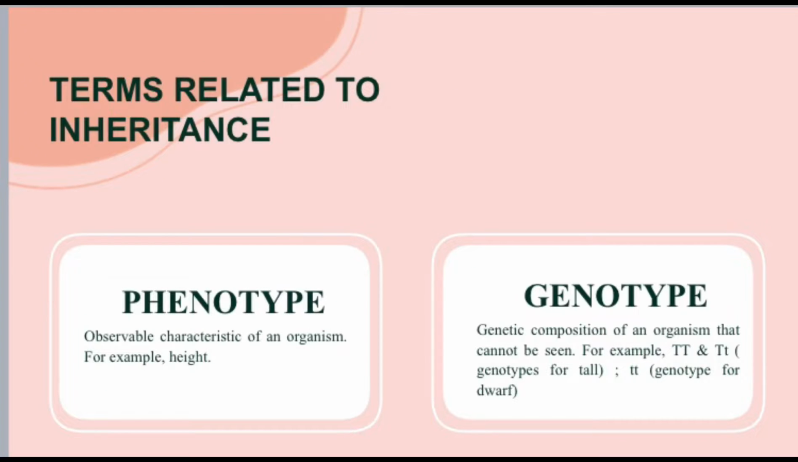Next we got phenotype and genotype. Phenotype is the observable characteristic of an organism. For example, height. And genotype is the genetic composition of an organism that cannot be seen. For example, genotypes for tall or genotype for dwarf.